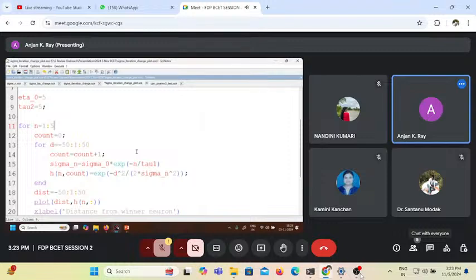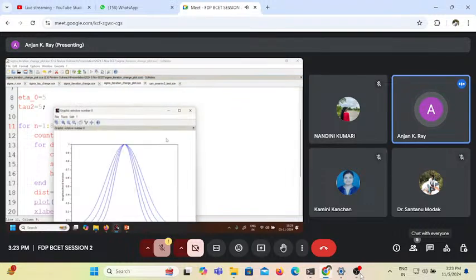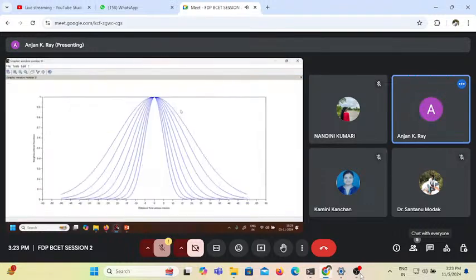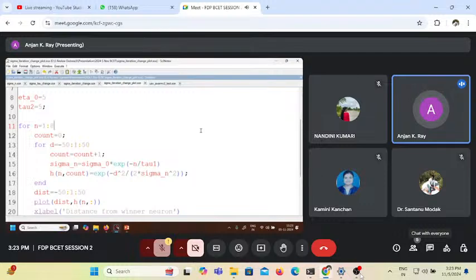Now to understand it better, I increased to 8 samples, and you'll see how gradually it diminishes. It also means that as the neuron gets more and more samples, that is, as the neuron gets more and more mature, its neighborhood shrinks. So this is the concept of the neighborhood introduced by Kohonen for this self-organizing map.